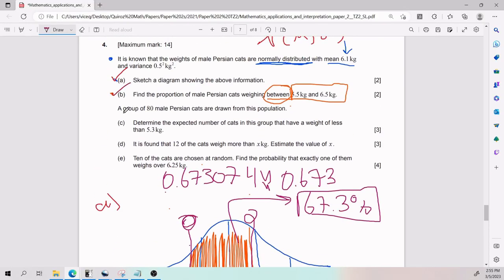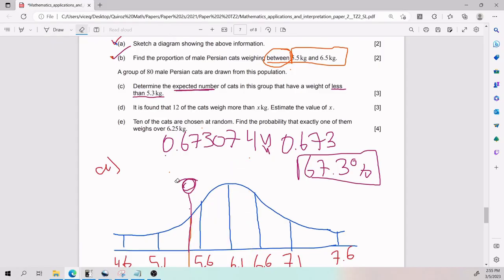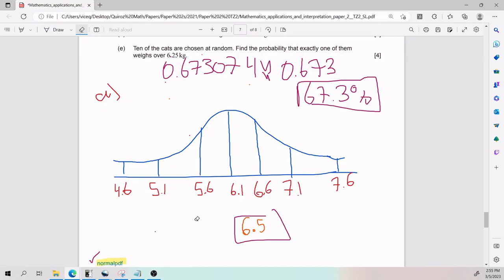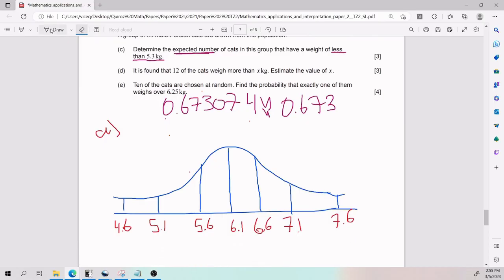So that's part B. Later on, they tell us that a group of 80 male Persian cats are drawn from this population. And we need to determine the expected number of cats in this group that have a weight of less than 5.3. Because we're talking about expected number, that should already be ringing a bell. And because we're talking about less than 5.3, that should also be ringing a bell. And so what we need to do now, let me make some space in our little diagram here. If we're talking about 5.3 and less than 5.3, that means that we need to find the proportion or the area or the percent from 0 to here.